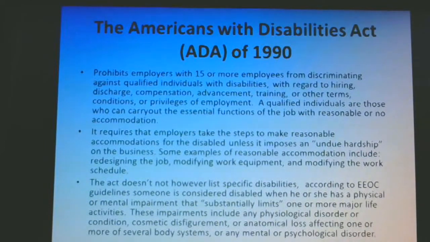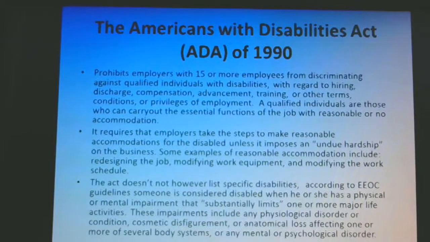ADA requires that employers take the proper steps to make reasonable accommodations for those who are disabled unless it imposes an undue hardship on the company. Examples of reasonable accommodations include, but are not limited to, redesigning the job, modifying work equipment, and maybe modifying the work schedule. The Act doesn't, however, list specific disabilities.